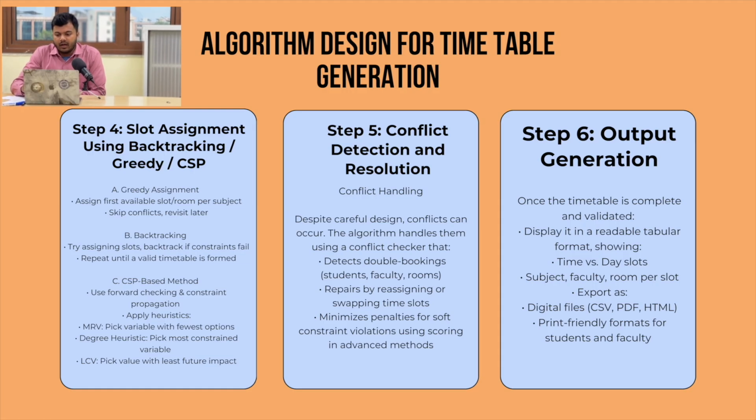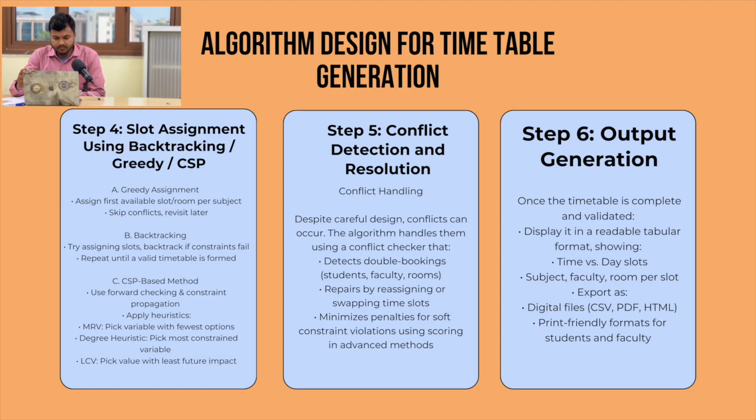And the last step is the output generation. After going through all the last 5 steps, we come to output generation. Once the timetable is complete and validated, display it in a readable tabular format showing time versus day slot, subject, faculty, room per day per slot, and digital files like CSV, PDF, HTML, and a print-friendly format for students and faculty.